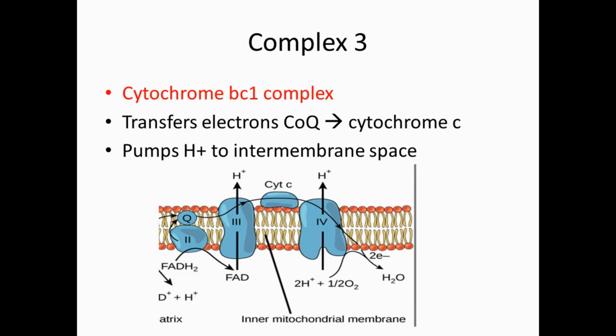So the third complex is also called the cytochrome BC1 complex, which transfers electrons from coenzyme Q into the cytochrome, and that pumps hydrogen ions to the intermembrane space. As you can see in the picture, coenzyme Q's electron is being transferred into complex 3, and in this process hydrogen ions are going out into the intermembrane space.